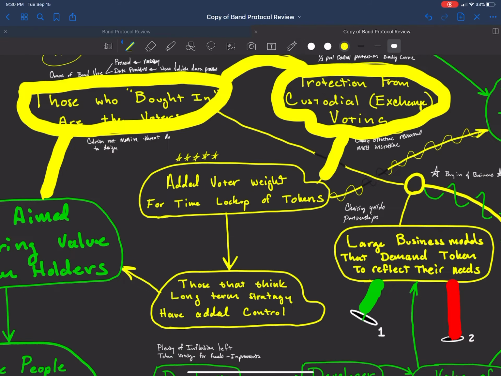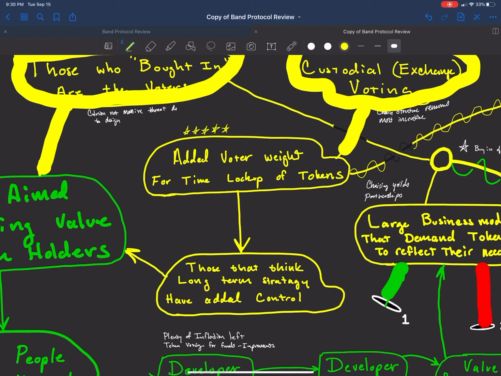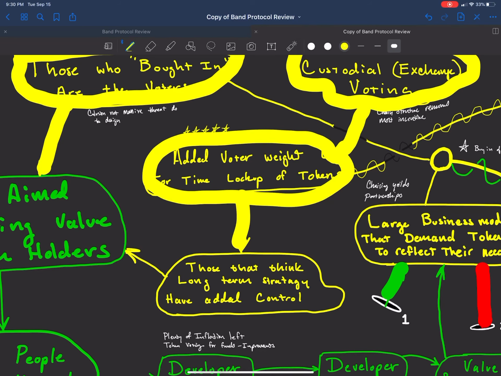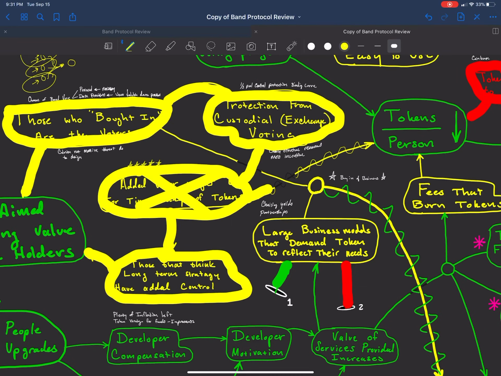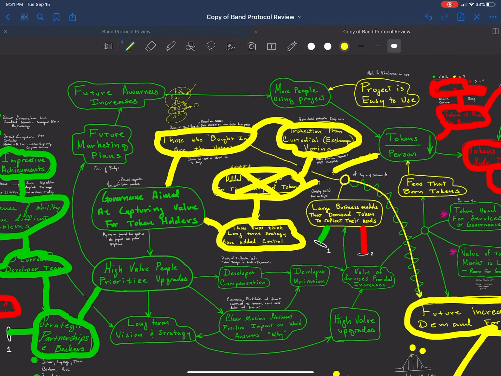So it's a good design, in my opinion, and I don't see custodial problems like I do on other projects. They don't have this mechanism, so it's irrelevant for this. The lockup of tokens giving you greater voter weight and long-term thinking, they don't have that design. Only Polkadot so far that I've seen has that design.